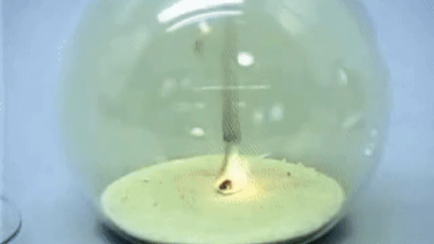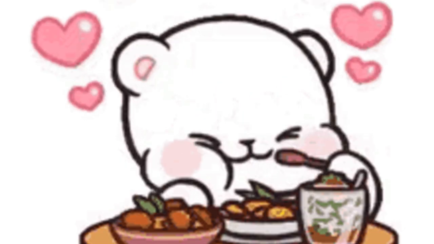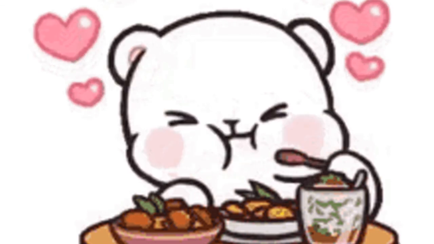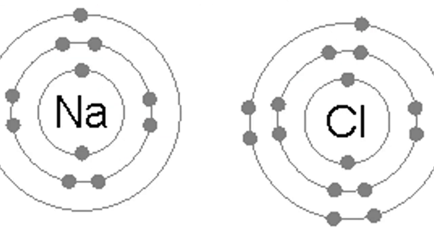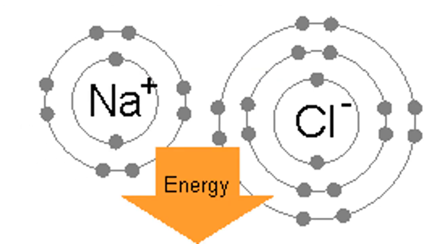The next time you put salt on your food, reflect on all that went into creating that sodium chloride, or table salt. So when answering how can a neutral object become negatively charged, think back to that salty meal and remember how chlorine accepted that electron from sodium, giving it that extra electron and a negative charge.